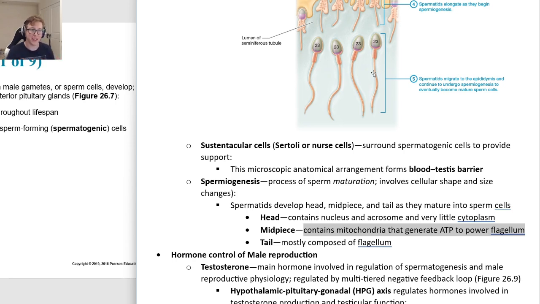The midpiece is essentially the housing of all the mitochondria that are going to take up that fructose and that citrate to make ATP to power that tail, or the flagellum, to move that sperm through the female reproductive tract.